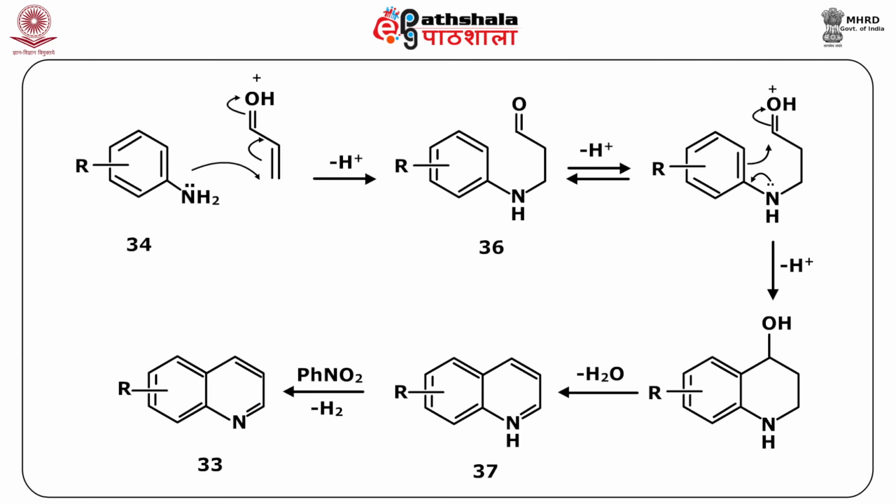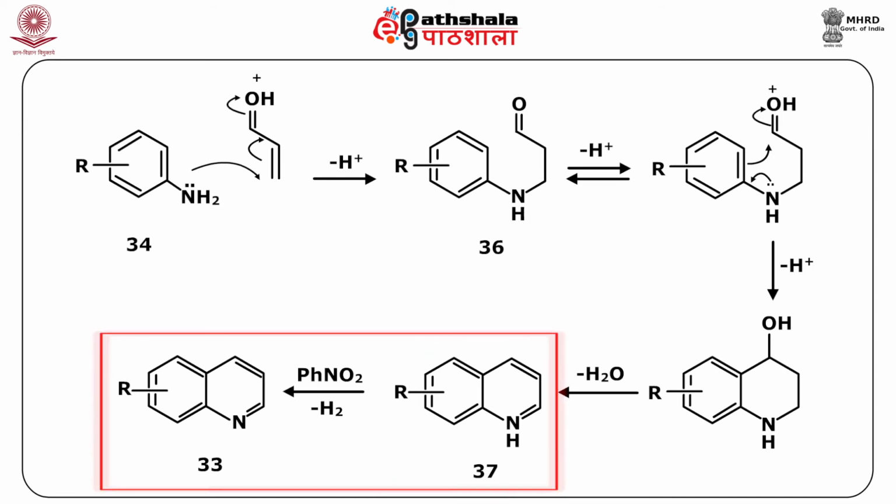The synthetic pathway of quinoline structure 33 is given in the figure. Here in step 1, the glycerol on dehydration gives acrolein, to which the aniline adds in the conjugate fashion to give the N-substituted compound. This N-substituted compound, represented by the structure 36, undergoes acid-catalyzed cyclization to give 1,2-dihydroquinoline 37. In step 3, 1,2-dihydroquinoline is dehydrogenated by an oxidizing agent to give substituted quinoline.